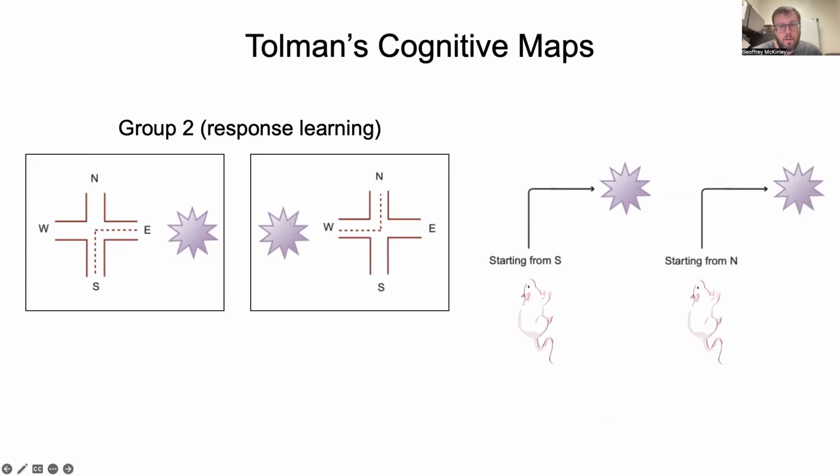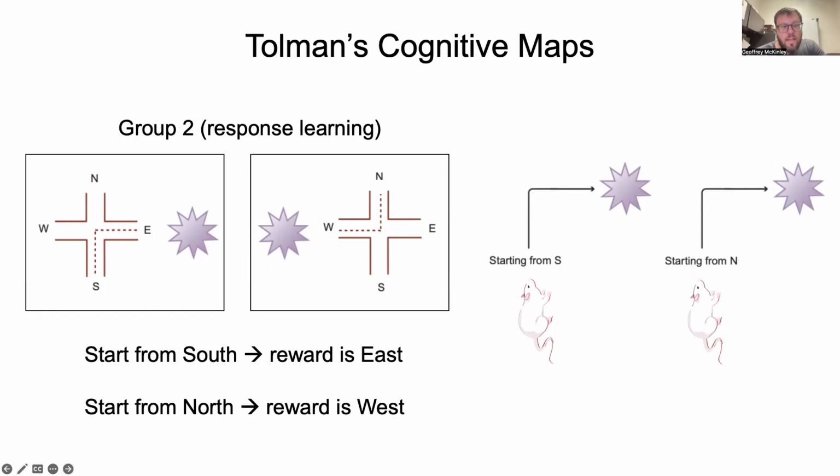Group two is the response learning group. So here the rats on half the trials start from the south, and on the other half of the trials, they start from the north. On half the trials, when they start from the south, the reinforcement is in the east arm of the maze, which means they have to go right. And then on other trials, the rats start from the north, but now the reinforcement is in the west arm of the maze. And so in both cases, even though they're starting from different places, whether they're starting from the north or south, they have to go right on each trial. And so doing the same response on every single trial would lead to 100% accuracy, if in fact they're learning the response and not the place.